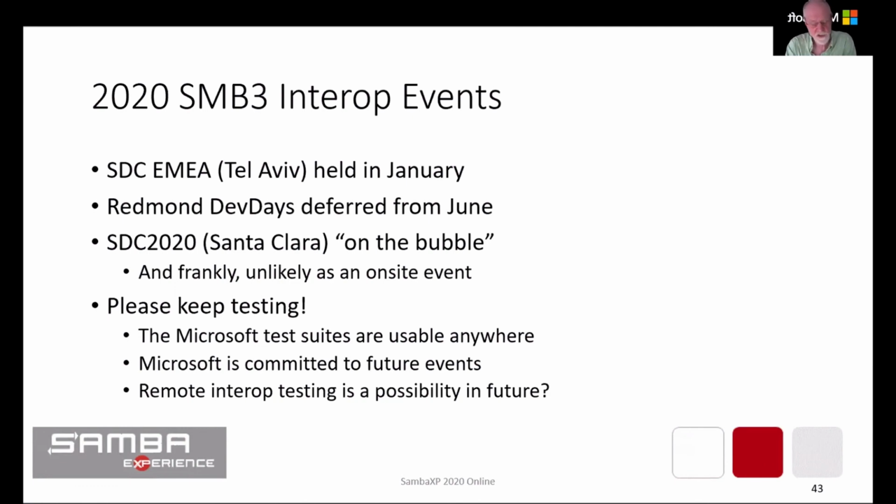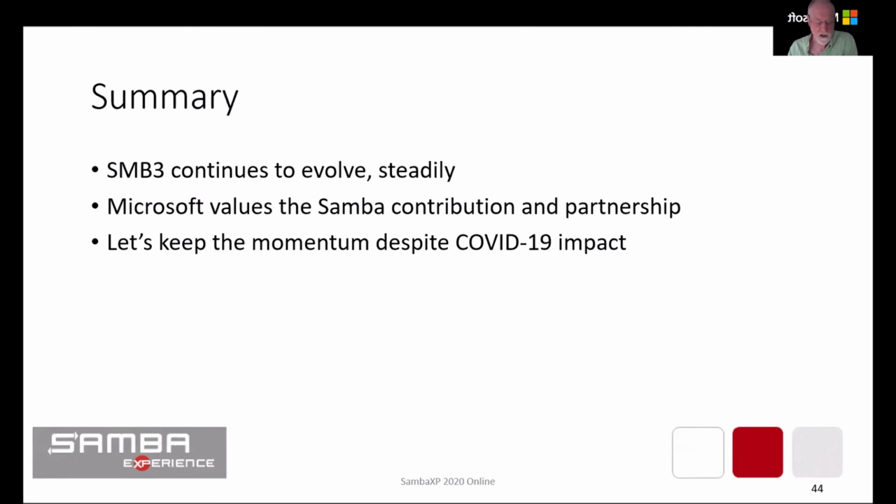The Microsoft test suites are usable anywhere. You can download VHDs, you can run the tests, whatever. Microsoft is committed to future events, and it's possible that that will include remote interop testing. I don't know. But keep testing. It's so important. It's been the hallmark of SMB's industry success. All the vendors interoperate. And I just want to say we continue to evolve the protocol steadily. We incredibly value the Samba contribution and Samba partnership. Let's keep our momentum despite the impact that COVID-19 is imposing.